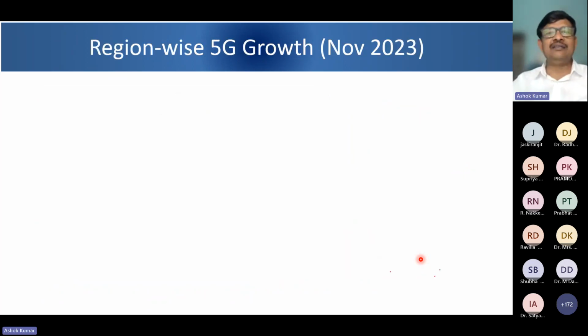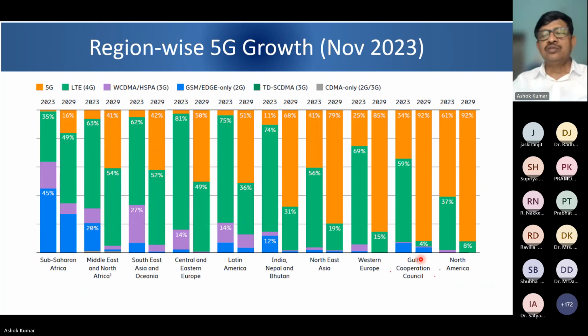Okay, so let's look at region-wise growth. If you look at this particular graph region-wise, just look at North America. In North America, they already have 61% orange color, 61% 5G, and 37% customers as 4G. By 2029, they will reach 92%, and only 4G will remain as 8%, right?